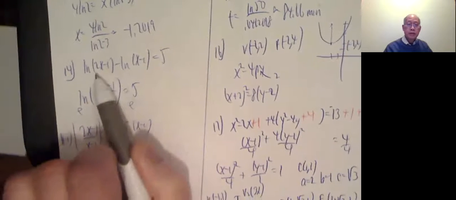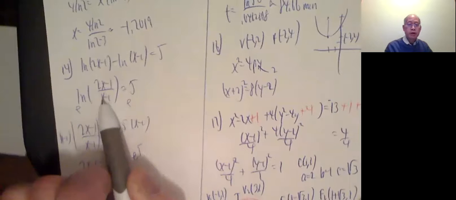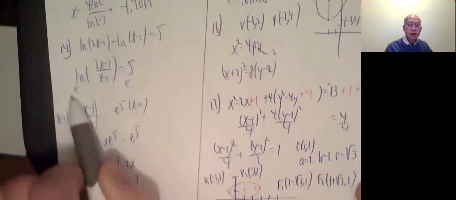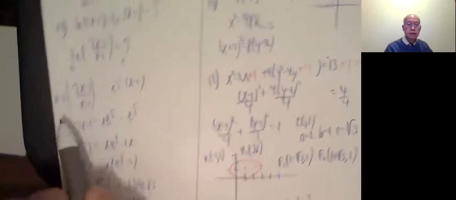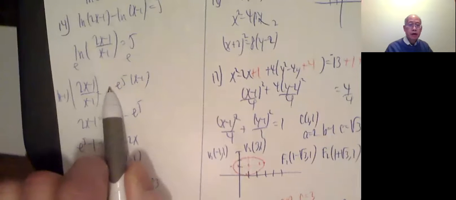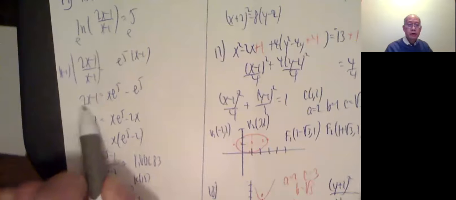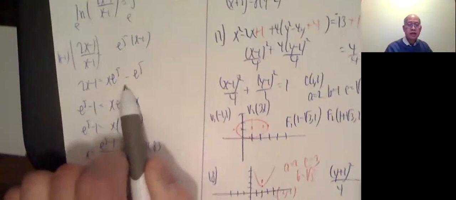14, ln something minus ln something means I can write ln of a quotient. So ln of 2x minus 1 over x minus 1 equals 5. Exponentiate to get rid of the ln. So you have 2x minus 1 over x minus 1 equals e to the 5th power. Multiply both sides by x minus 1 to get rid of the fraction. 2x minus 1 equals x e to the 5th minus e to the 5th.